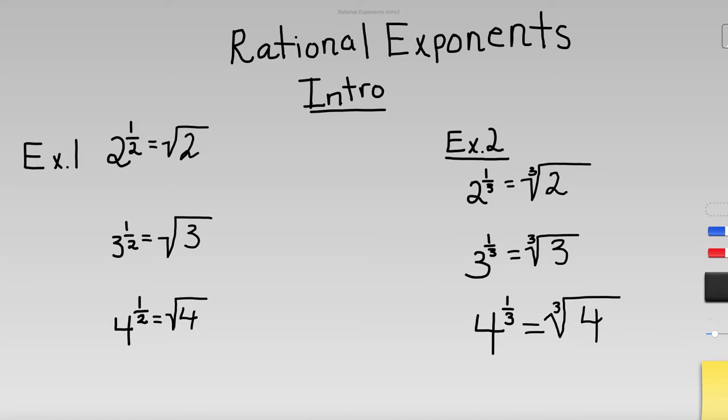Okay, so you could start seeing what's happening here. 1/3 gives you the cube root, 1/2 gives you the square root. And we could place a 2 here so that we could see that basically the denominator gives us the root that we're looking for. Okay, so let's take a look at some other examples.